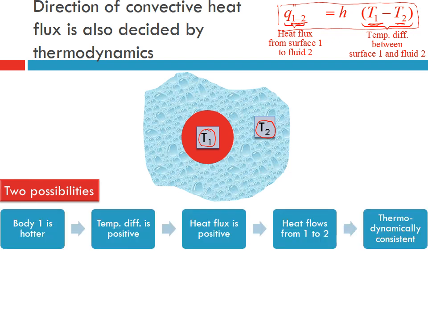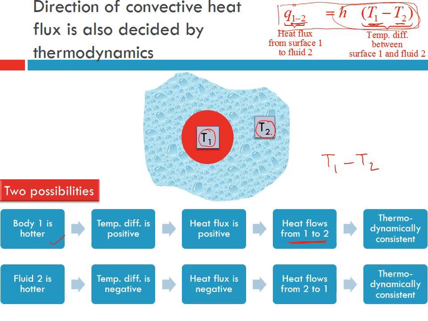One is body 1 is hotter, and so the temperature difference in this equation, T1 minus T2, is positive, and therefore in this equation you'll get a positive heat flux. Which means heat flows from 1 to 2, and that is thermodynamically consistent because we said T1 is higher than T2. So heat should flow from T1 to T2. That's what we get from the formula.